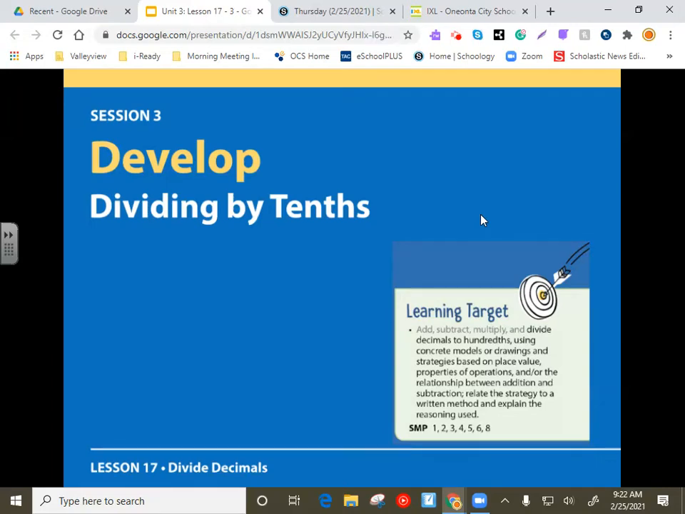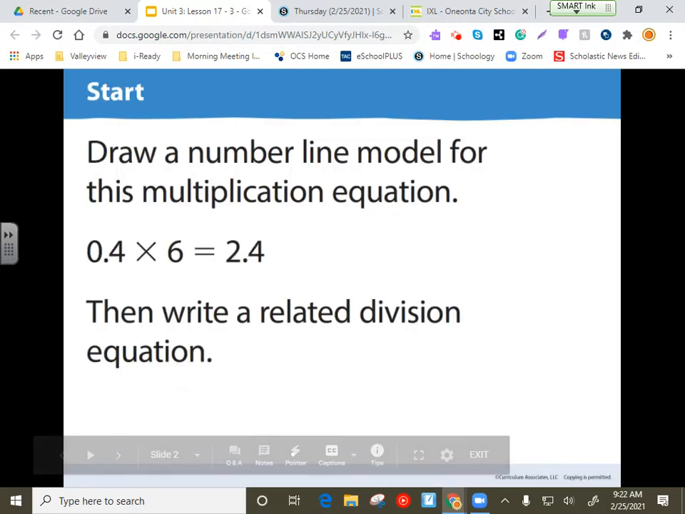All right, we are moving on to more division by decimals. This lesson is called dividing by tenths. So remember, the tenths place is that first place to the right of the decimal point. Our lesson tomorrow will actually be dividing by hundredths, so we're just going to focus on those two the rest of the week. But let's get into a warm up.